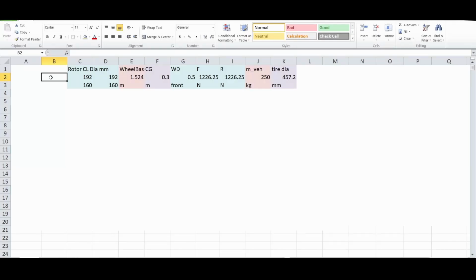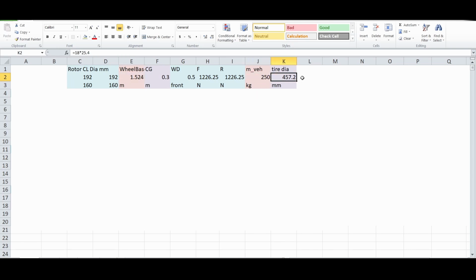In this video, I'm going to talk about brake design starting from scratch. So I'm going to get into it with Excel. So we have some parameters for the car. Rotor center line diameter, not the overall diameter, but from the pad contact area, the center line of the rotor diameter. And wheelbase, CG, weight distribution, front and rear weights, which are calculated off of the vehicle mass.